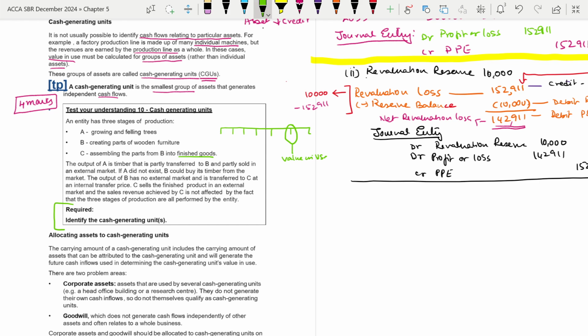Which are interrelated, which are not interrelated? See the thing. Assembling the parts from B into finished goods. If you say B and C, they are one group of assets. If you take A, it is a separate group of assets. They have explained this. The output of A is partly transferred to B, and it is partly sold.